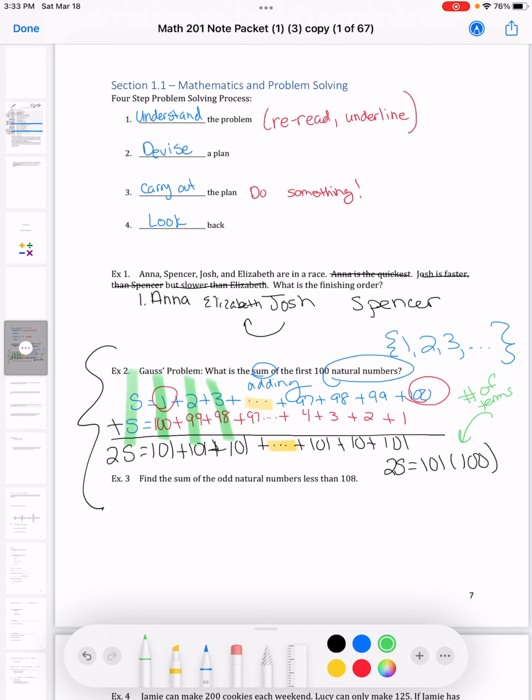So instead of writing them all out, writing out 100 of them, I'm just going to multiply 101 times 100. I'm going to keep going, just doing that multiplication step. Then I'm going to divide by 2. I'm doing a little bit of algebra here to solve. So the answer is 5,050.